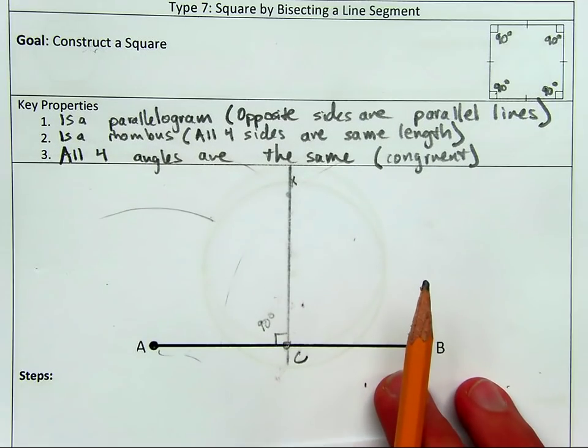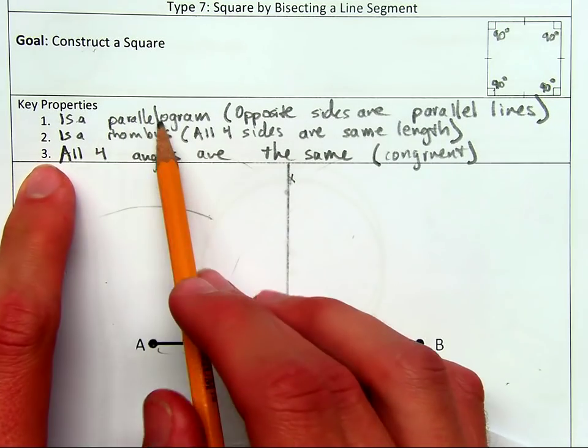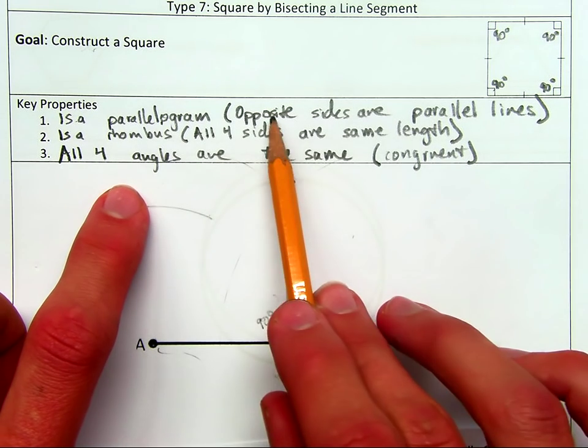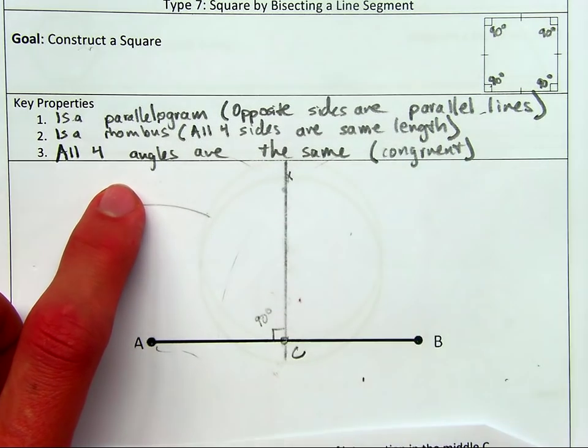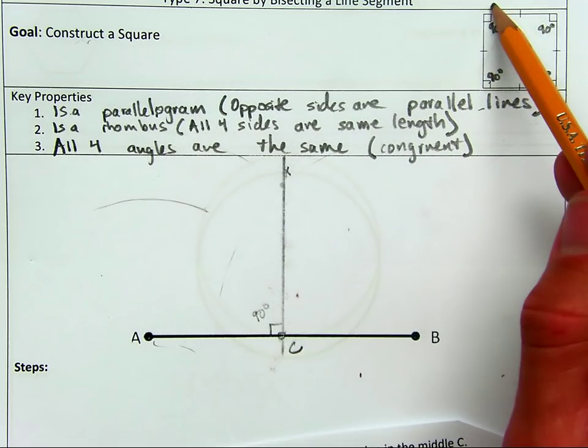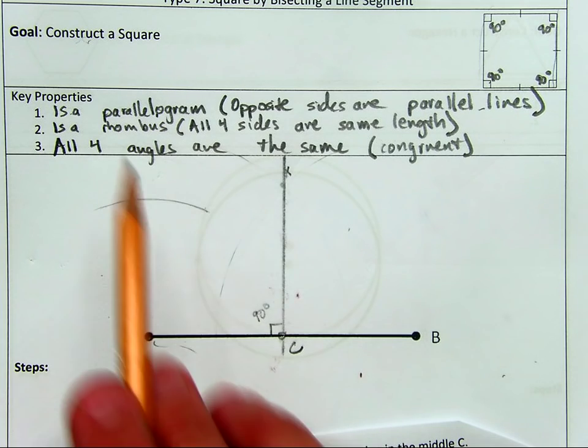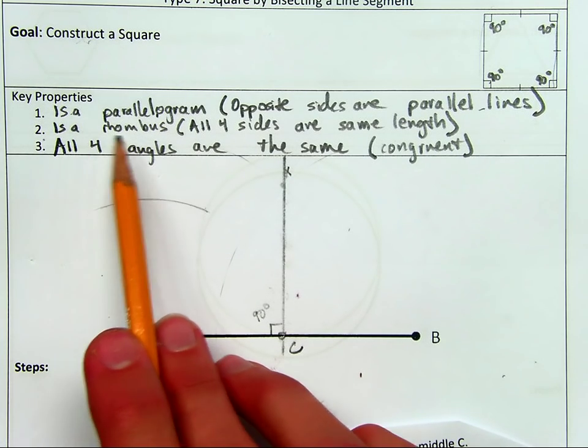Key property number 1 is a square is a parallelogram. And remember what that means. It means that opposite sides are going to be parallel lines. So like in a square, those lines and those lines, they're parallel. Key property number 2, it's a rhombus.